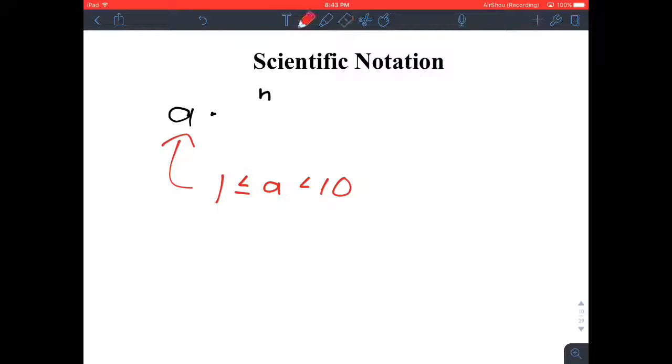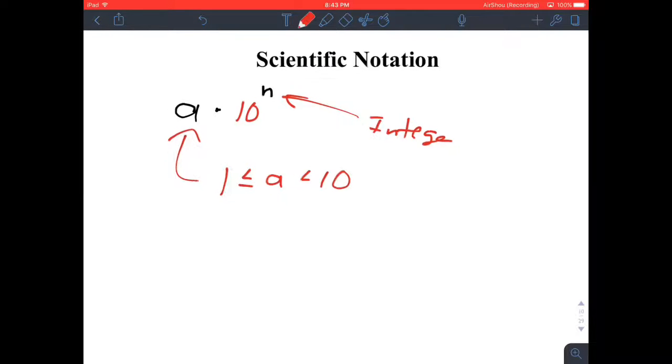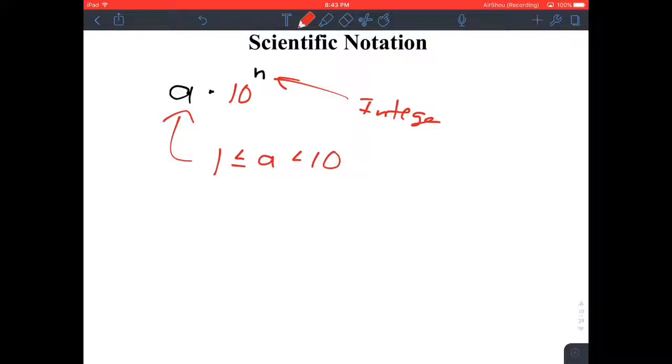And this should not be x to the n, it should be 10 to the n. And n needs to be an integer, that's a positive or negative whole number. So as an example, I'm going to write down some numbers and you tell me its scientific notation.